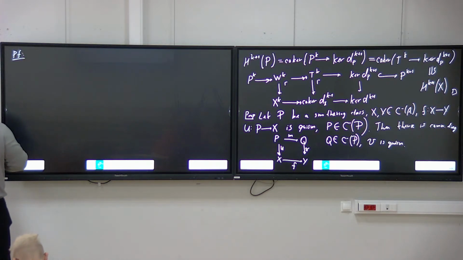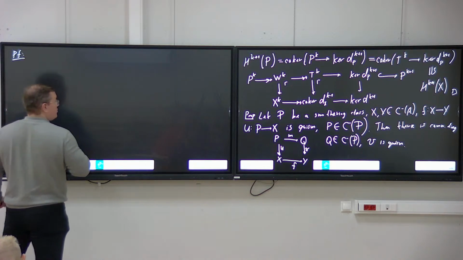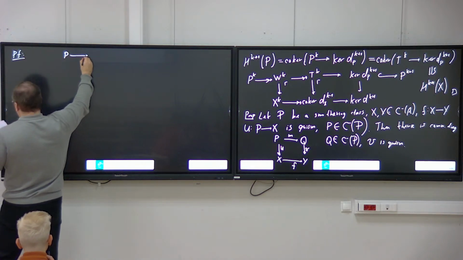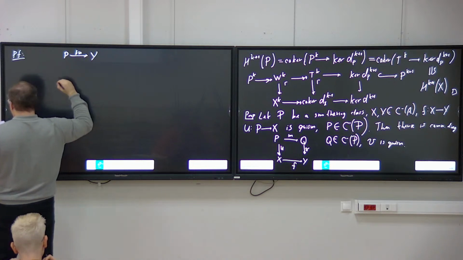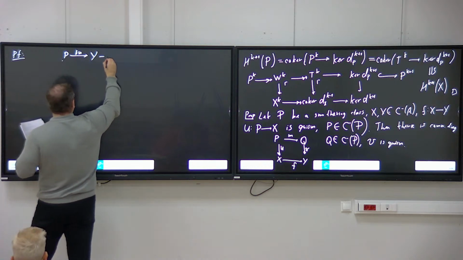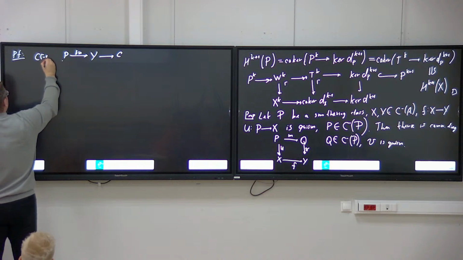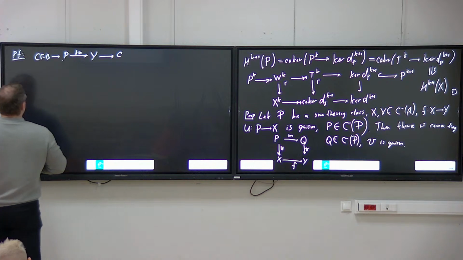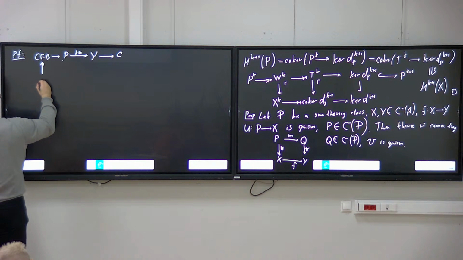Using more generated categories, I can take the composition of F and U and construct the following distinguished triangle. So I have P, then the composition of F and U, which is mapped to Y. I want to complete this distinguished triangle, so I call this object C, and this one C shifted by minus 1. So I have this distinguished triangle.